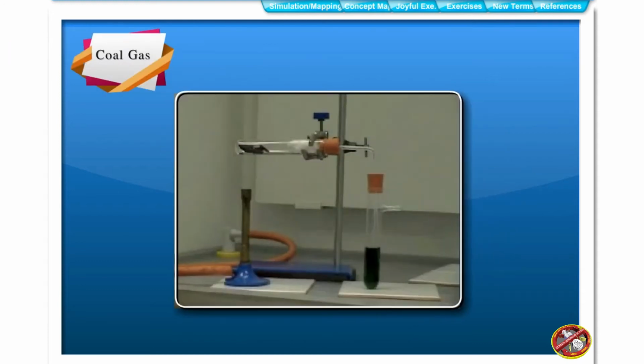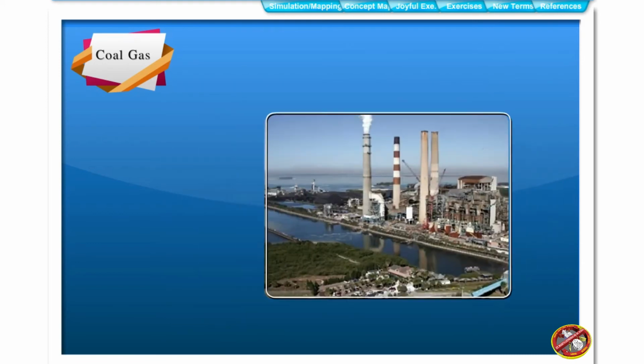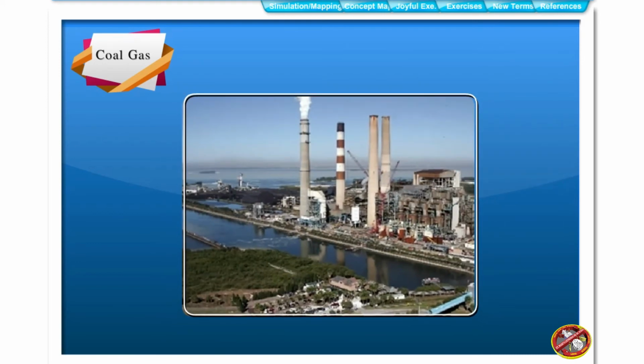Coal gas. It is also obtained by the destructive distillation of coal. Coal gas burns to produce heat, due to which it is an excellent fuel. Coal gas is used mainly as a fuel in industries situated near the coal-producing plants.